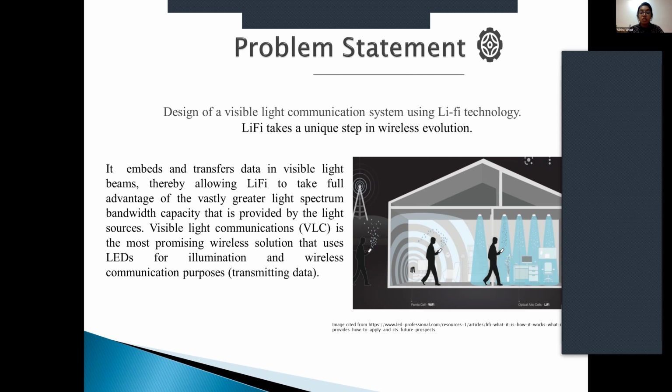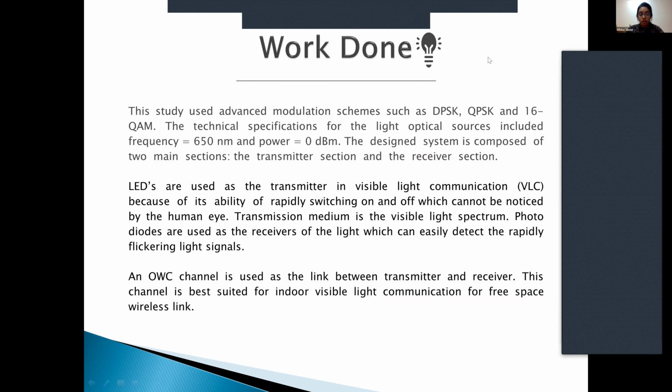Visible light communication is the most promising wireless solution because it uses LEDs for a dual purpose, both for illumination and for wireless communication. The study focuses on the comparison of advanced modulation schemes such as DPSK, QPSK, and 16QAM. We have done the analysis using software called OptiSystem, an optical software that simulates wireless communication models. The technical specifications for the optical source are a wavelength of 650 nanometers and a transmitting power of 0 dBm.